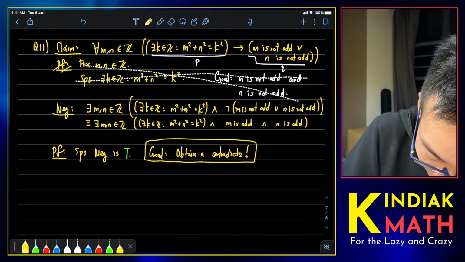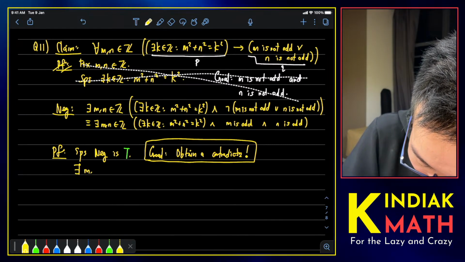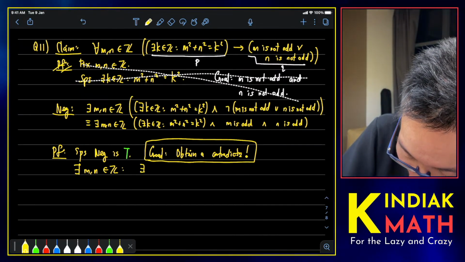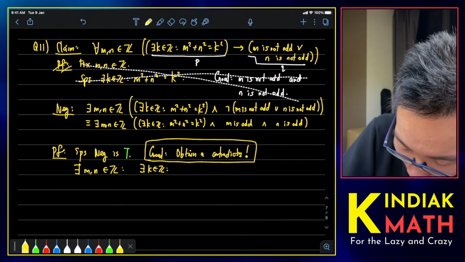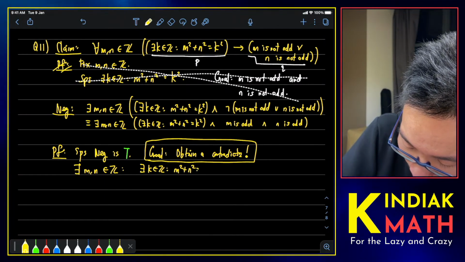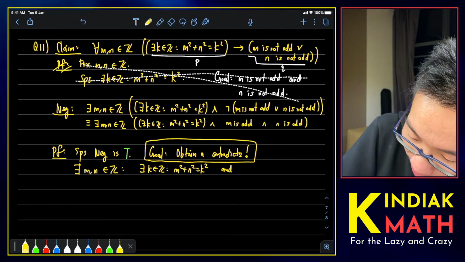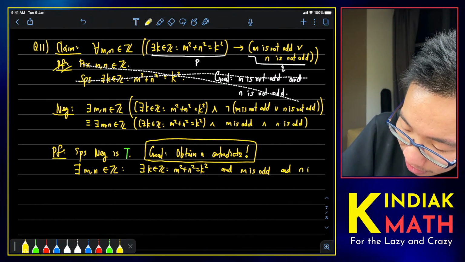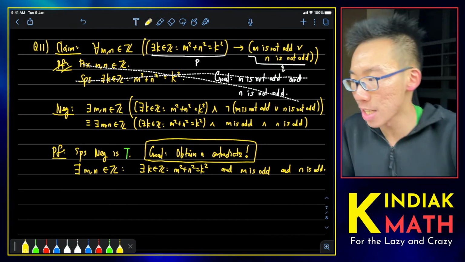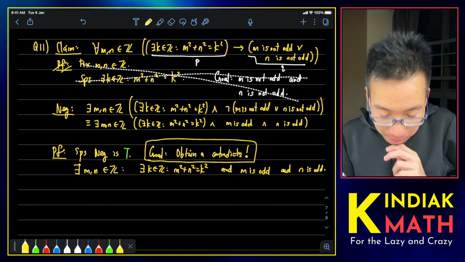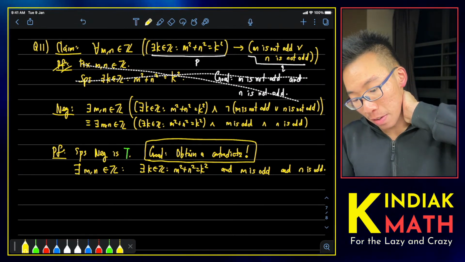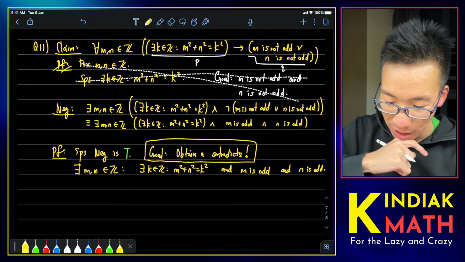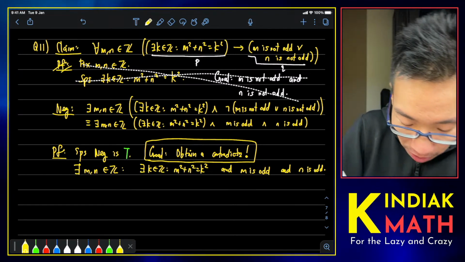So there exist m and n in the integers with the property that there exists k in Z with the property that m squared plus n squared equals k squared, and m is odd and n is odd. That's our supposition. We want to show that this mess of things will give us a contradiction one way or another. So what can we do?